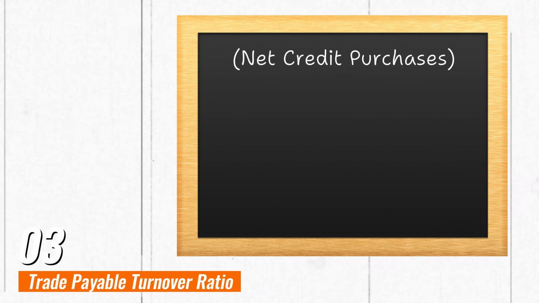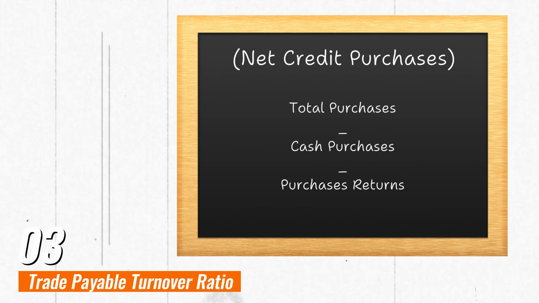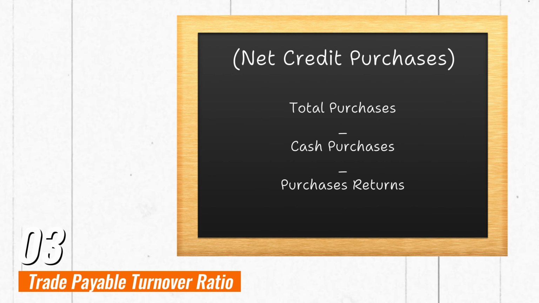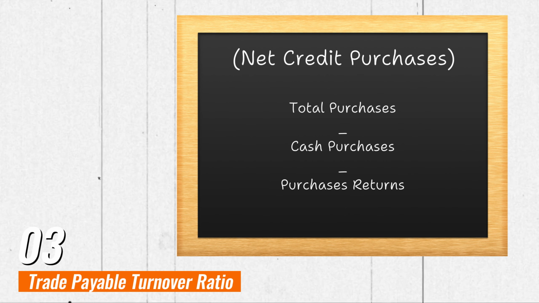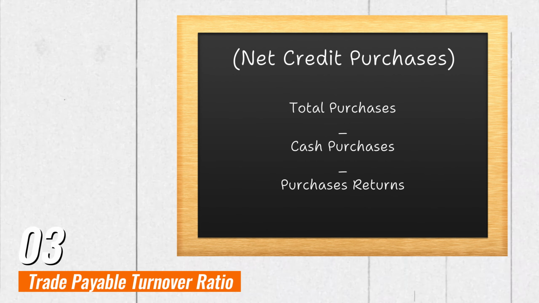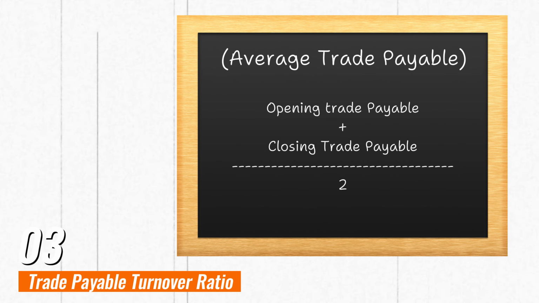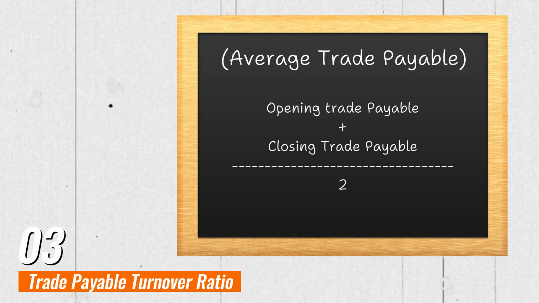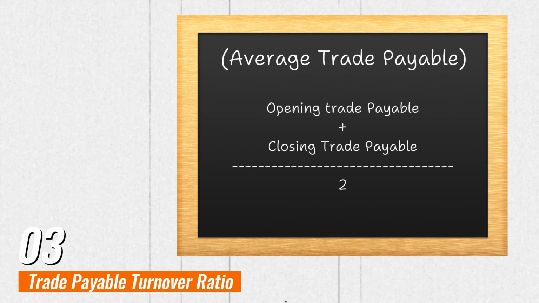So the net credit purchases is equal to total purchases which we have done in that period minus the cash purchases minus the purchases return. So this was the formula to calculate the numerator. Now let's talk about the denominator. It is the same, that is opening trade payables plus closing trade payables whole upon 2. So this is the formula to calculate the denominator as well.